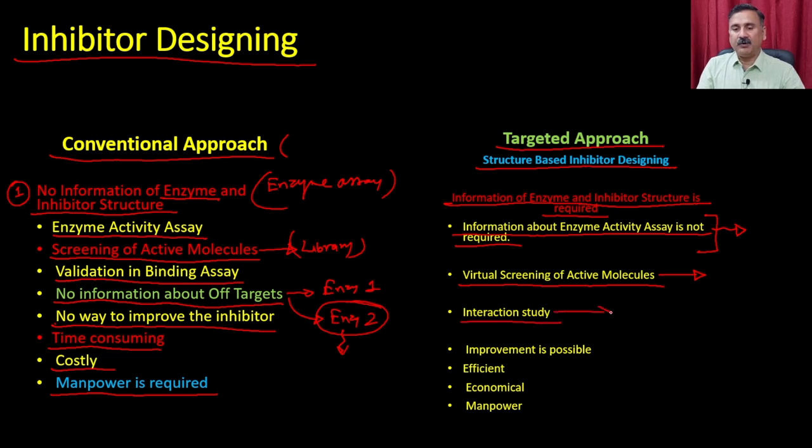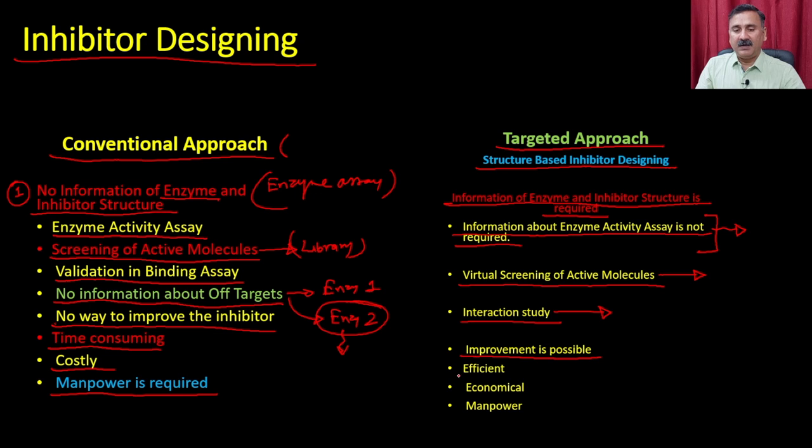Interaction studies also, you can perform computationally. Since you know the interactions, based on the interaction studies, you can change the groups on the inhibitor, and that's how there is always a possibility that you can improve the inhibitors. It's efficient because it is computationally driven, so it's going to be very, very fast. It's economical because you're not going to consume any costly biochemicals or other reagents, and it also does not require the trained manpower compared to this.